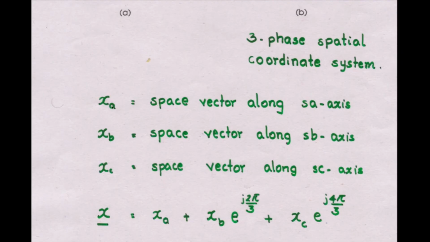Typically, if XA represents a parameter along the A axis, XB represents a parameter along the B axis, and XC along the C axis, you can represent the space vector X as XA plus XB e to the power of j 2 pi by 3, which corresponds to the 120 degree spatial shift, plus XC e to the power of j 4 pi by 3, where 4 pi by 3 corresponds to 240 degree spatial shift.